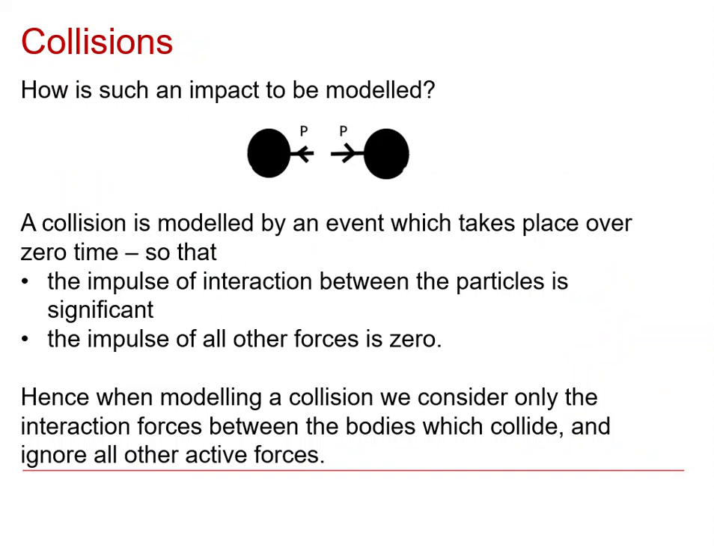0 time, yes, actually a very small time, so that there's an impulse between the two bodies, and that's what determines what happens. The impulse of all other forces is taken to be 0. So in a collision or impact, we consider only the interaction forces between the bodies, and we say that they have a significant impulse, even though we pretend, if you like, that the time is 0.